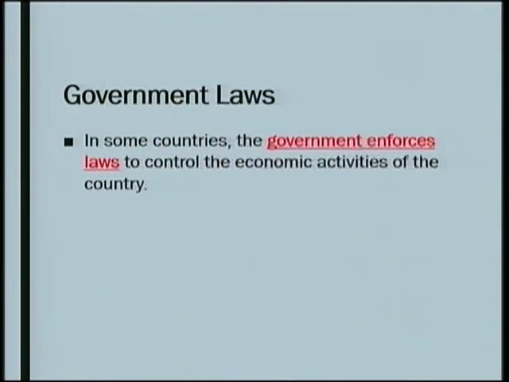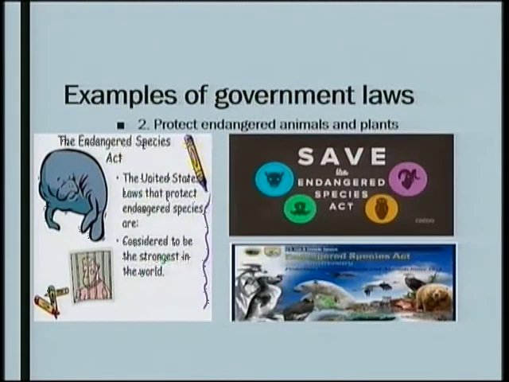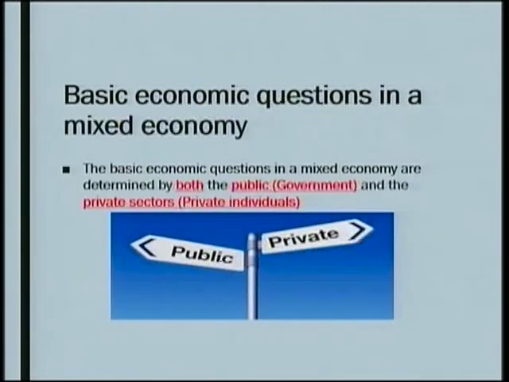What are government laws? In some countries, the government enforces laws to control the economic activities of the country. Some examples of government laws are to reduce pollution and to protect endangered animals and plants, and so on. The three basic economic questions in a mixed economy are determined by both the public and the private sectors.